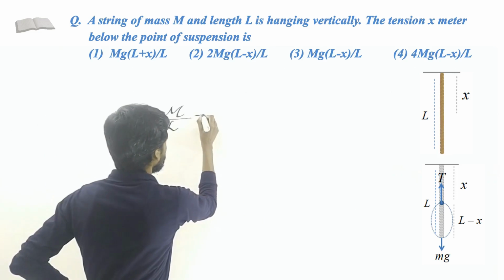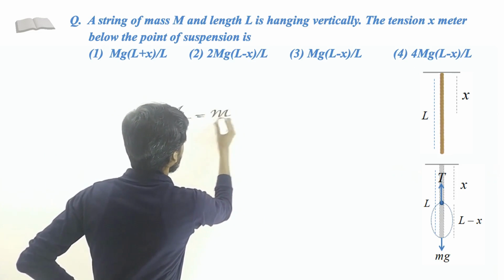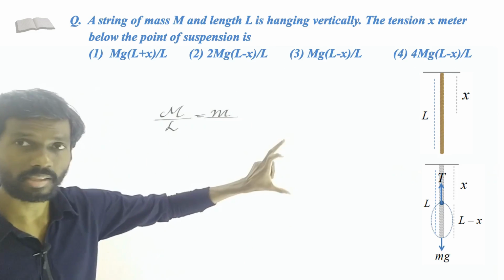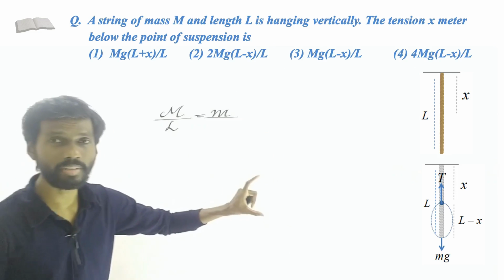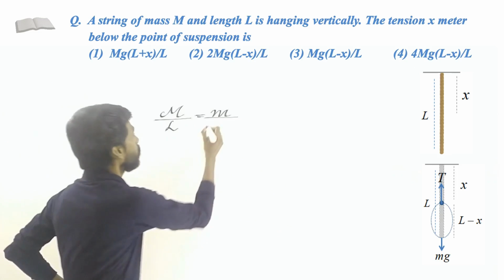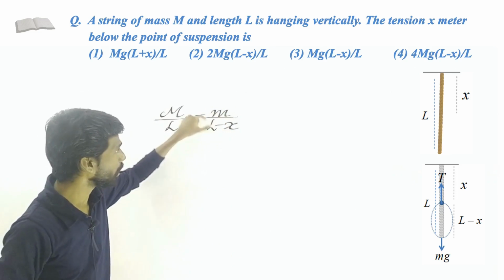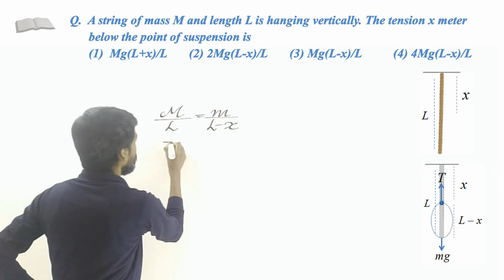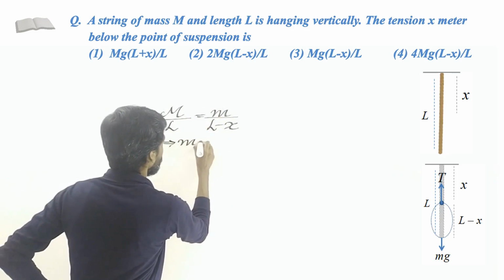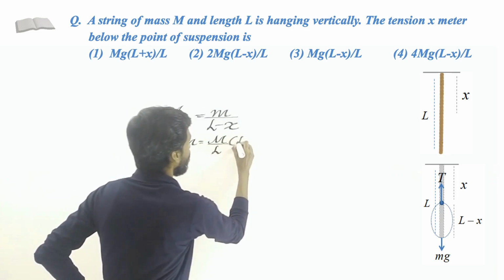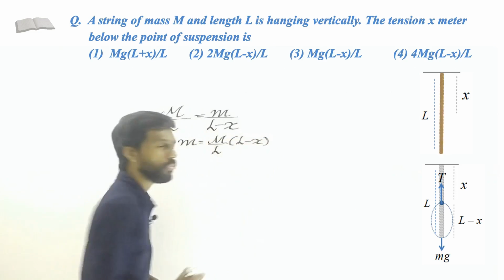So that part has mass m divided by the length of that portion. The length of the part of the string below that point is L minus x. So that will give you the mass of the required part of the string: m equals capital M divided by L multiplied by (L minus x). So we've got the mass.